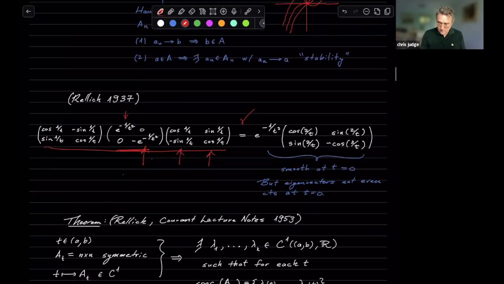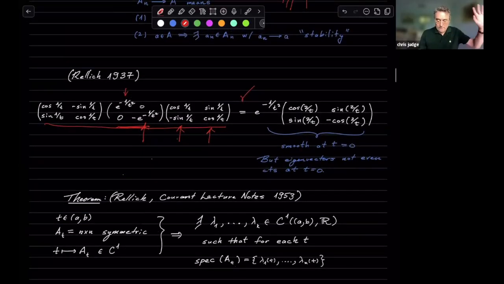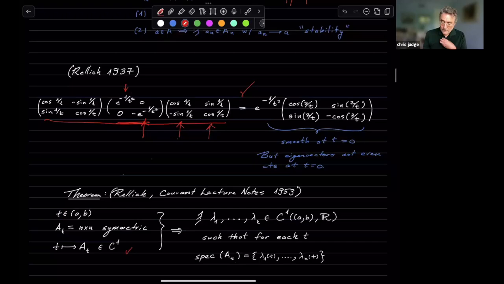But later on, I don't know that this is the first time it appeared, but this is the first time I have a reference for it, Rellich proved that in general, eigenvalues are continuous. In fact, if you start with some n by n symmetric matrices, a family of them, and this family is C1 in t, then the eigenvalues are also C1 in t. But the example up here tells you the eigenvectors need not be.